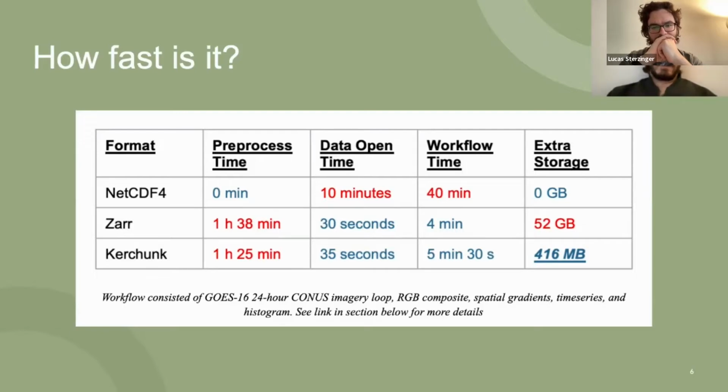Running Kerchunk, it took about 1.5 hours to make all of the reference metadata, but then only 35 seconds to open the data in Xarray, which is about the same as Zarr, and only marginally slower in actually running the workflow. But we only generated 416 megabytes of additional files, which are the size of the metadata files that were generated in this first step. So this is much more easily shareable and much more cheaply hostable than the 52 gigabytes generated by converting to Zarr.